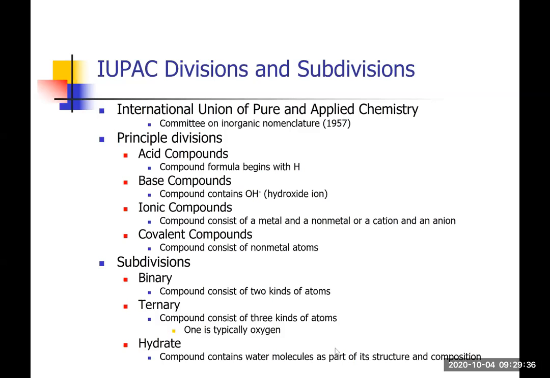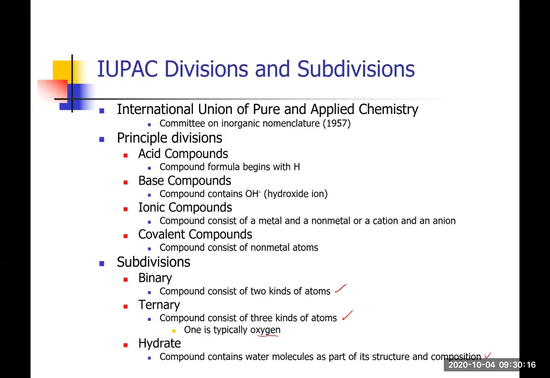And the subdivisions broke these compounds up into binary, that is, compounds that consist of two kinds of atoms, ternary, compounds that consist of three kinds of atoms, and usually one of those is oxygen, and then hydrates, or compounds that have water molecules as part of the composition of the structure. Now, these aren't compounds that are dissolved in water. These are compounds that are solids, solid salts, but as part of their constituent composition, H2O molecules are included.